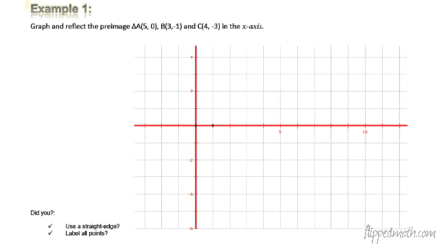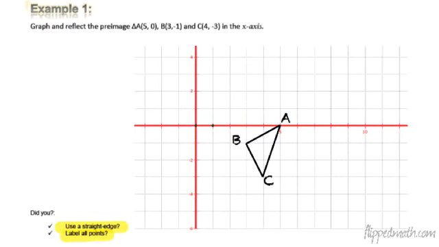So now that we know what the lines are, we're going to do our first example. It says graph and reflect the pre-image triangle ABC in the x-axis. So the first example we're going to reflect in the x-axis. We're going to make sure that we use a straight edge and we label all the points with A, B, C, and A prime, B prime, C prime. So pause the video and graph the pre-image, which is simply A, B, and C. And let's see if we get the same image. Go. All right, how'd you do?